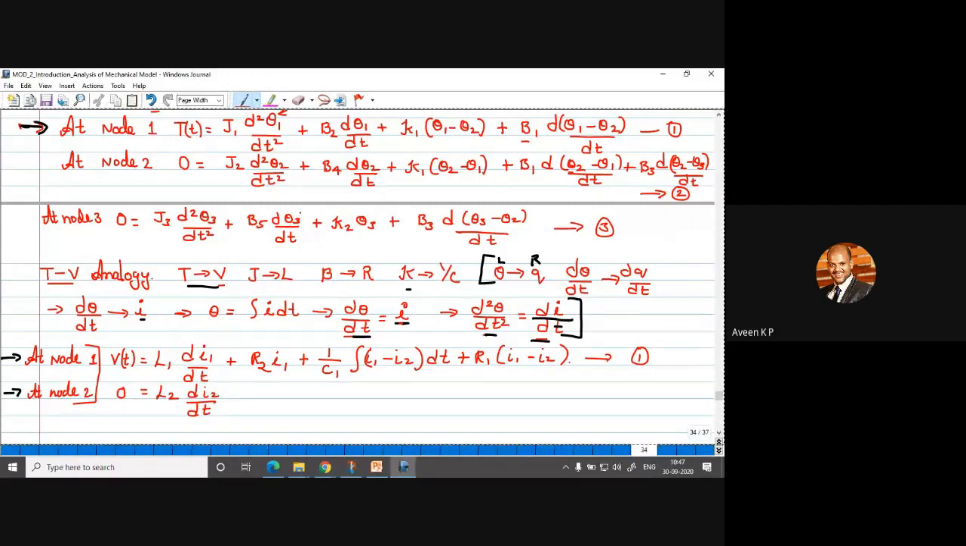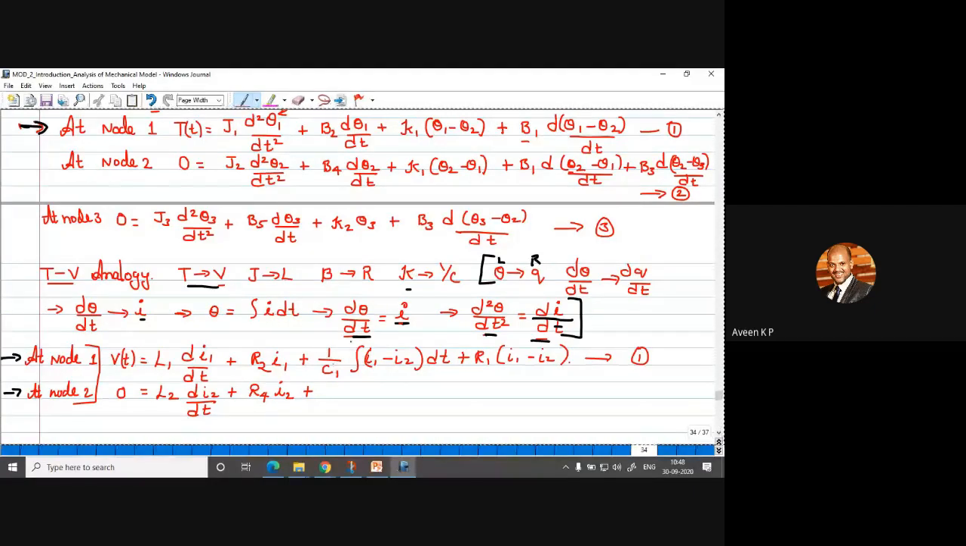Next, plus B4. B I will rewrite as resistance R4. So the differentiation of theta 2 by dt I will represent as I2 R4. You know that the voltage equation is V equal to I into R. Similarly, we are doing the same thing. Plus, K will be replaced by 1 by C.